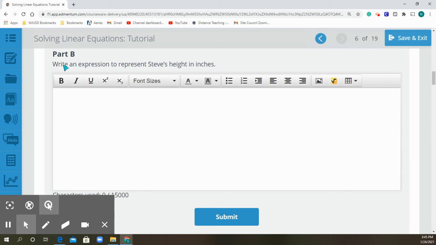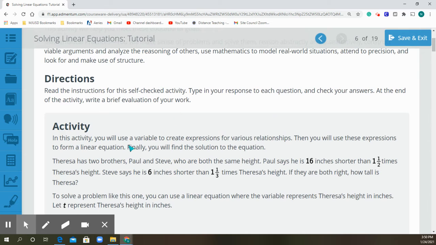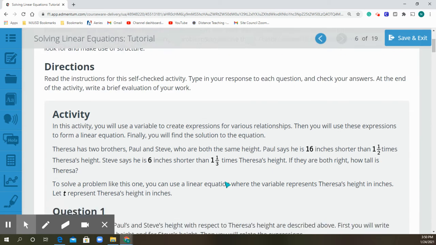Now, for part B, we write an expression to represent Steve's height in inches. So again, copying the information from the activity where it says Teresa's height. All right. Steve says he is 6 inches shorter than 1/3 times Teresa's height.